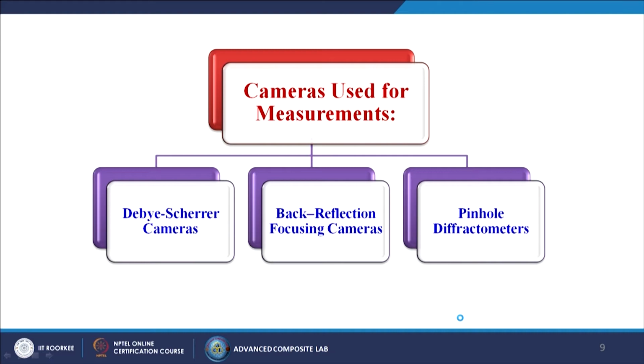Next, we can see some kinds of errors because we are using cameras. Due to the cameras we can also experience some kinds of errors. What are those? Generally 3 types of cameras are used. The first one is called the Debye-Scherrer cameras, the next one is called the back reflection focusing cameras, and the last one is called the pinhole diffractometers.